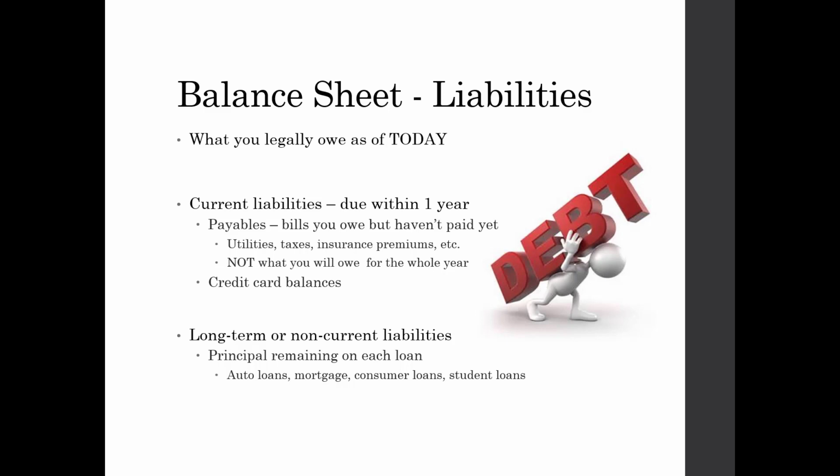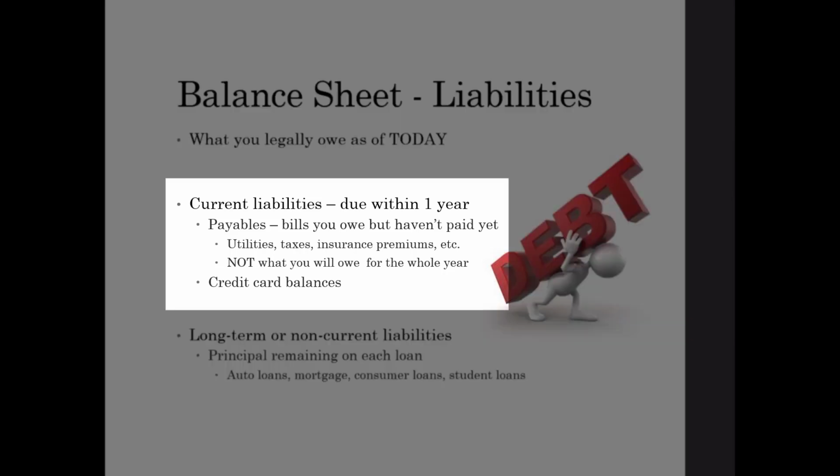We're going to break these into two different sections. We call them current liabilities and long-term, or we might hear referred to as non-current liabilities. Current liabilities are things that you owe but are supposed to be paid within the next year. So this is money you owe someone as of today, but you haven't paid it yet. You will pay it within the next year.